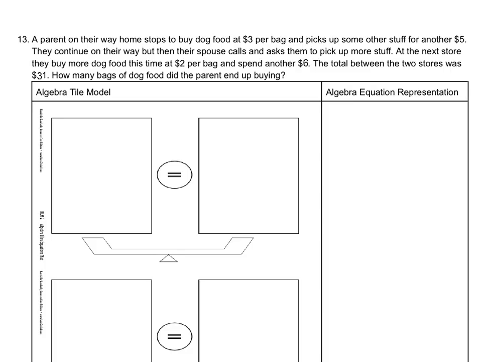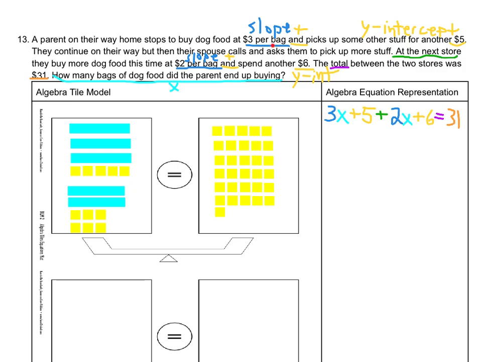Otherwise, our setup's going to look like this. We have $3 per bag of dog food, and we don't know how many dog foods there are. That's our x, so it's 3x. And typically plus means add our 5. So we have 3x plus 5. Again, the $3 per bag, that's our slope. The $5 is our y-intercept. And we pay $5 no matter what, regardless of how many bags of dog food we buy. Those together is the first store.